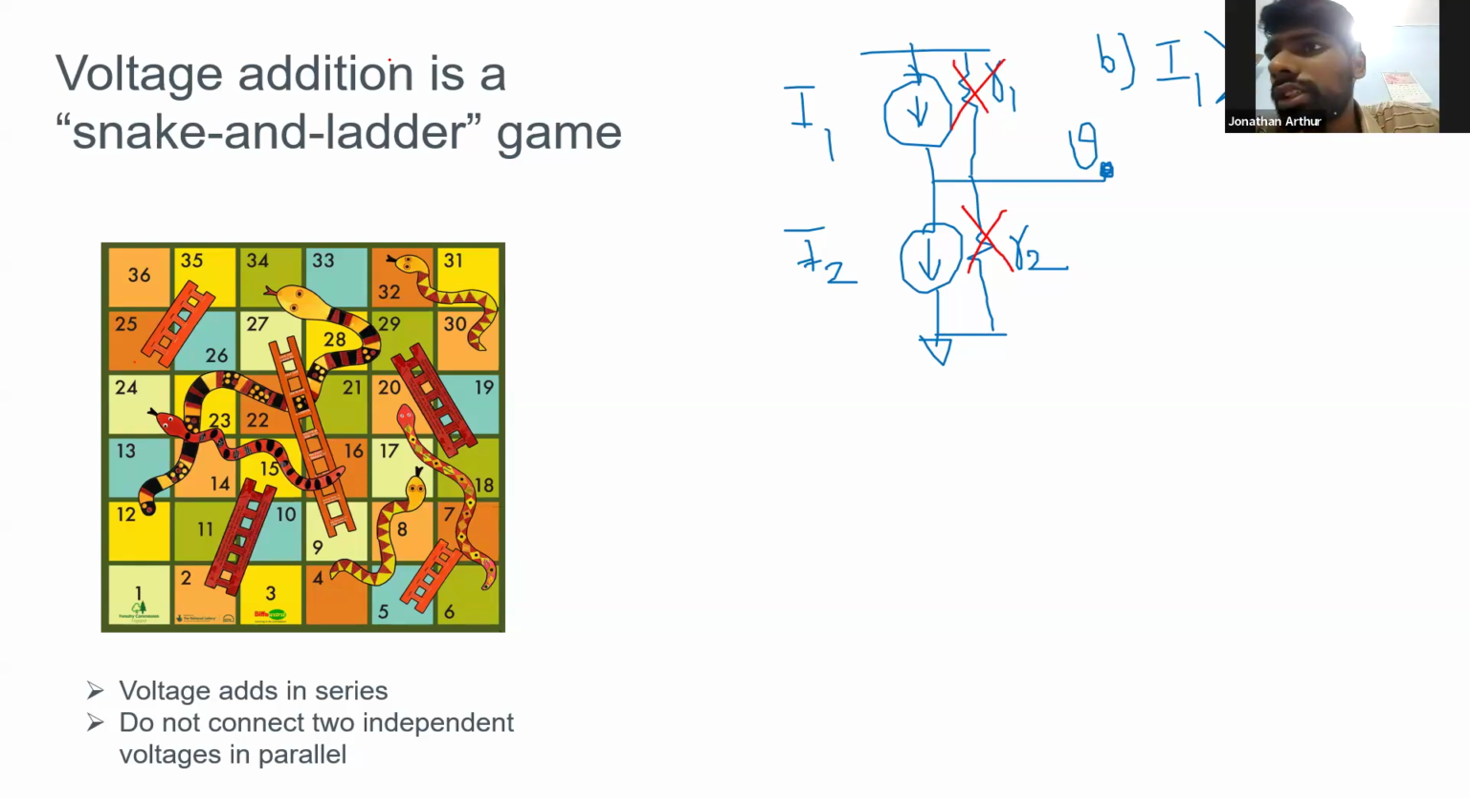I1 plus I2. So the total current in the path will be I1 plus I2. You sure? Because the current from the supply itself is I1, right? VDD is giving you only I1. That is your first case. I'm saying I have by mistake connected two current sources in series, with different values.